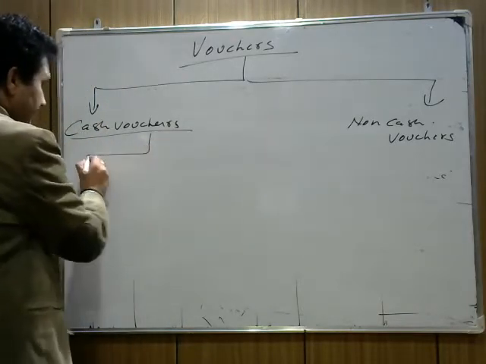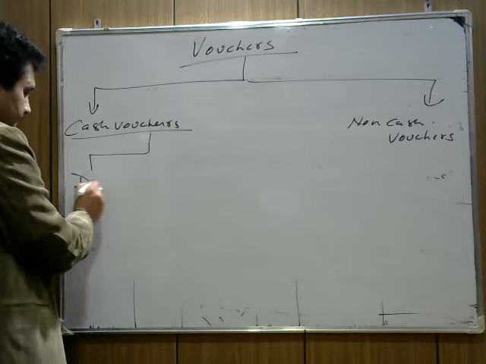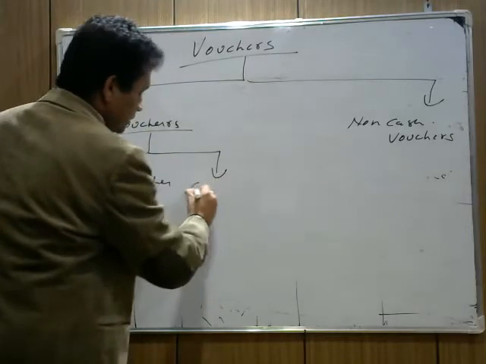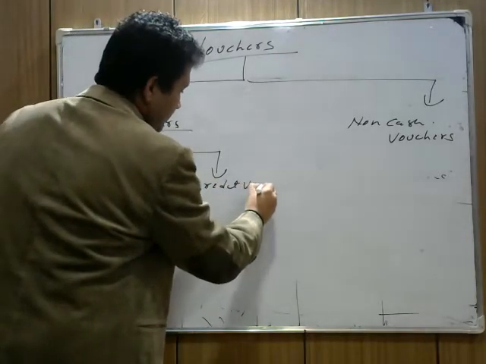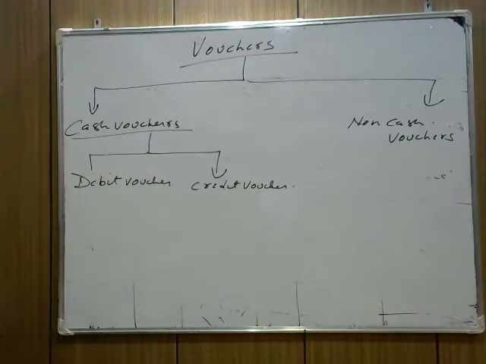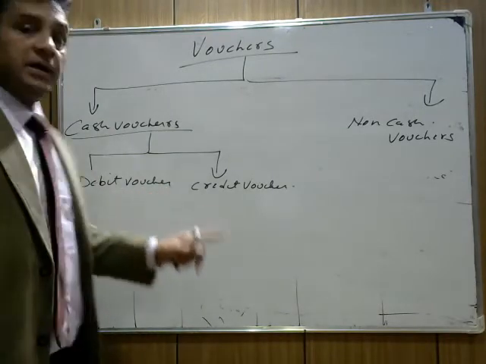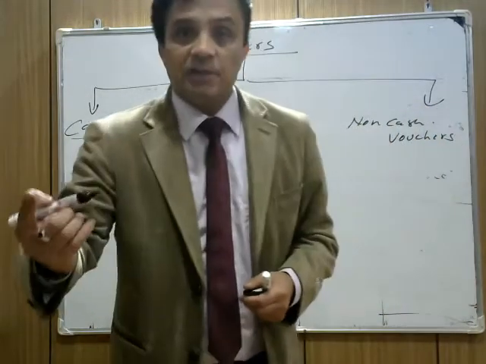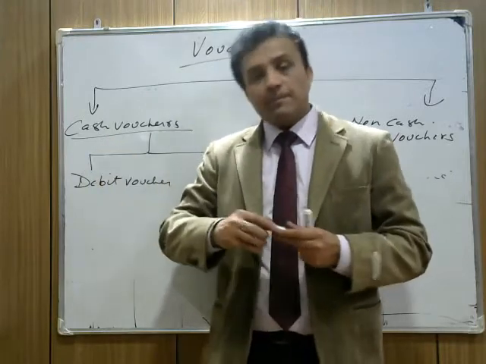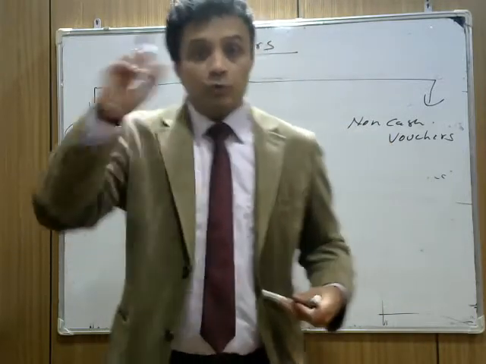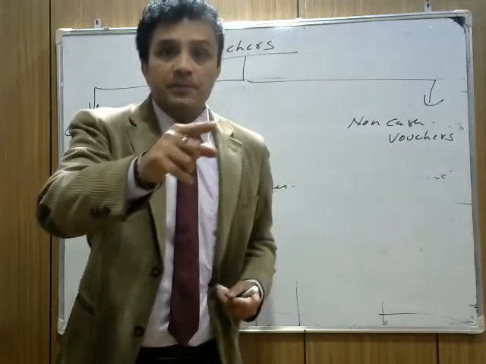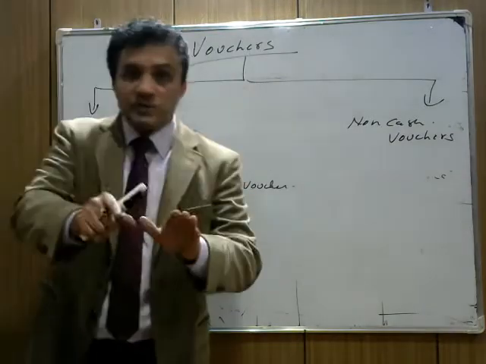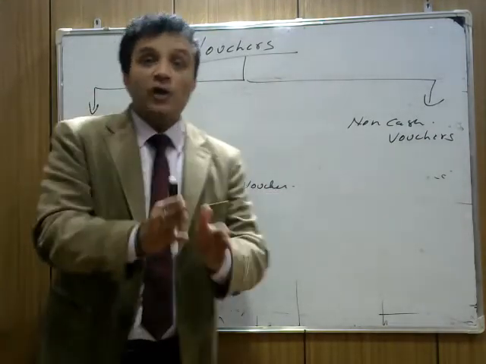Now, cash vouchers are of two types. The first one is called debit voucher, or credit voucher. The first one is debit voucher. Can you see it? Debit voucher and credit voucher. Now, what is a debit voucher? A debit voucher is prepared when you pay cash, when you pay expenses, when you pay money. That is a part of cash voucher. Cash voucher means a voucher prepared for transactions involving cash. Please note it down.